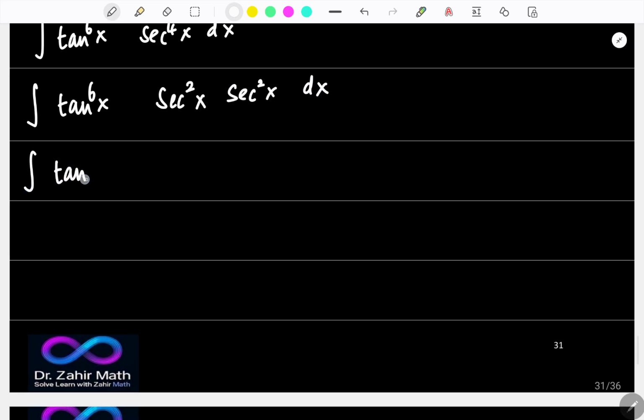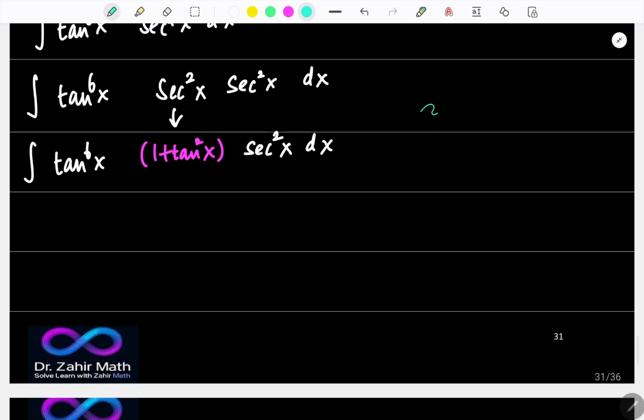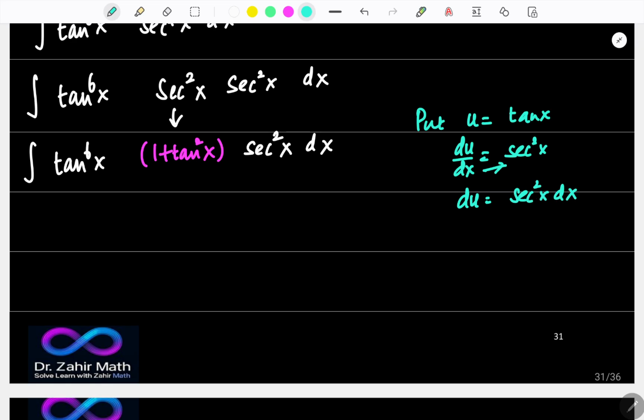So integral tan power 6x, secant square x I am going to make as 1 plus tan square x, and then again secant square x dx. Okay, right. So why am I making it like this? Because it is easy to use the substitution rule. So what substitution am I going to use? I'm going to put u equal to tan x. Why? Because I know du by dx is secant square x, right? So what is du? Cross multiply: secant square x dx. So now you look here, secant square x dx I can call du, and tan x I can call u, it is power 6, and this is u power 2.